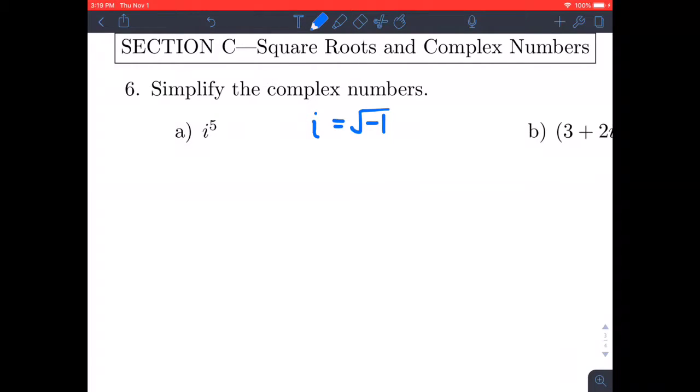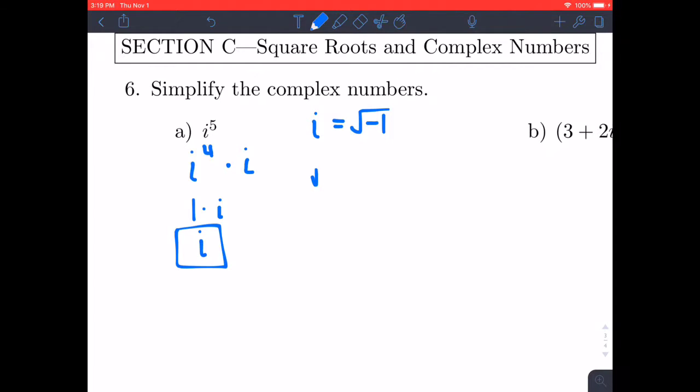So i to the 5th, maybe you remember that i to the 4th is the same as 1. i to the 4th is 1. So here we have 1 times i. So this is just i. If you don't have memorized what i to the 1st, i squared, i cubed, i to the 4th were, you could just work it out.